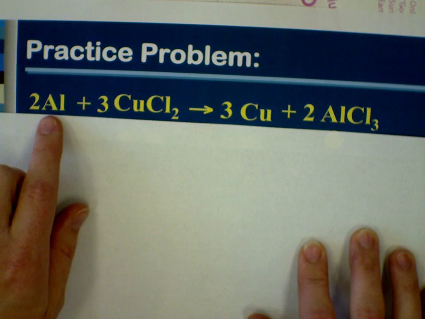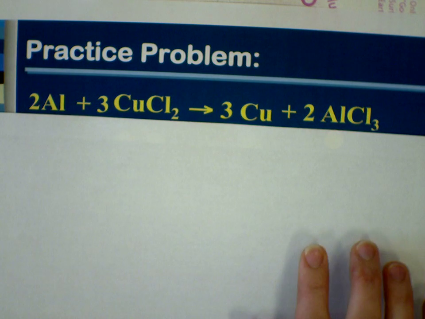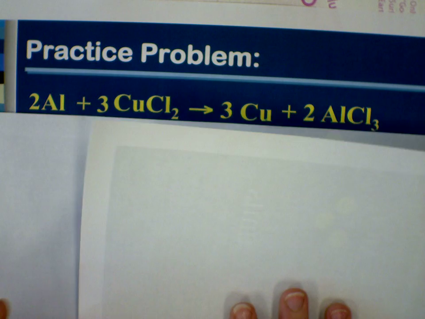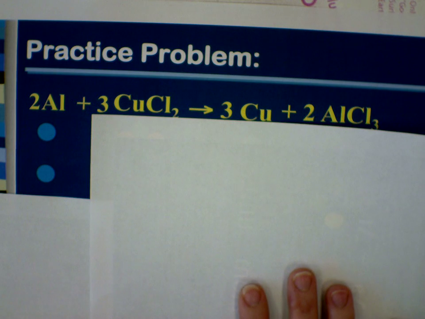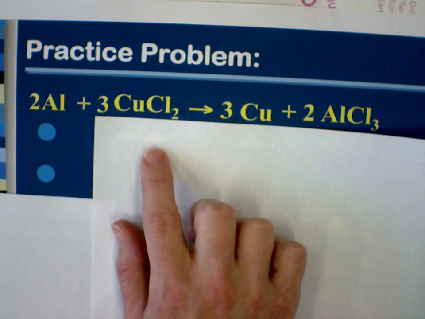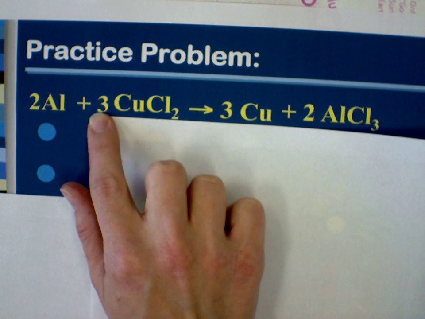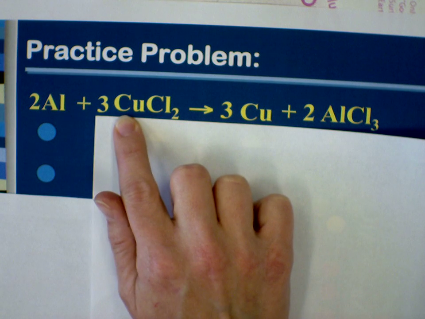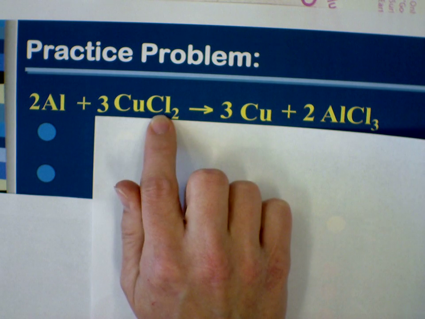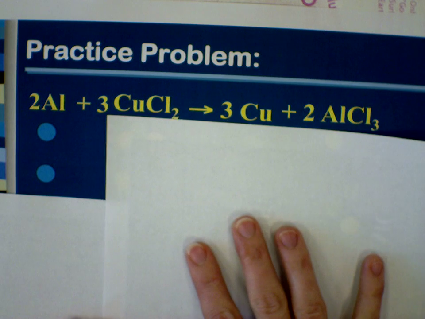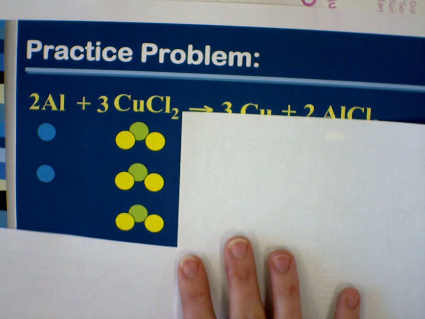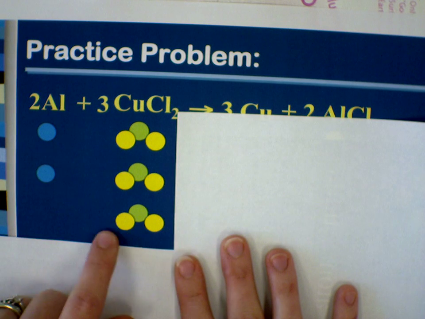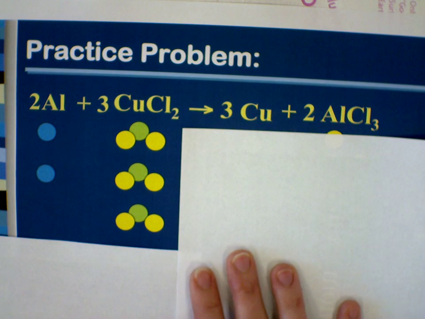Alright, so for my 2 aluminum atoms, I'm just going to put 2 aluminum atoms, and that's it. For my copper 2 chloride, if I'm going to name it correctly, I have 3 sets of them. That means every set has a copper and 2 chlorines. So I'm going to put green for my copper, and I have 2 chlorine atoms attached to each copper.